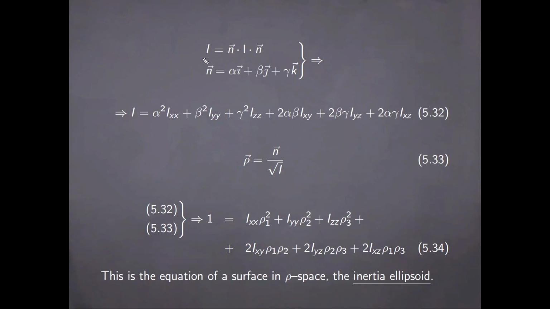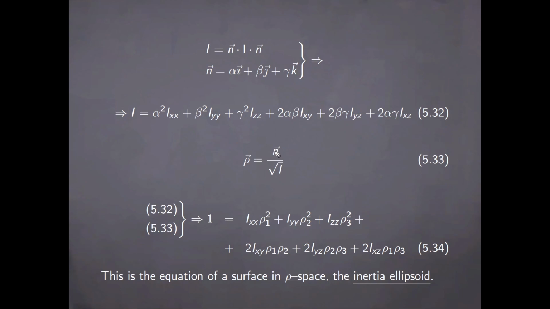Now, if we go back to the original definition of the moment of inertia scalar for a rotation about some axis n, and we write this axis in terms of its direction cosines relative to the laboratory frame, then by plugging this into the contraction that results in the moment of inertia scalar, we can expand the result into the expression here.